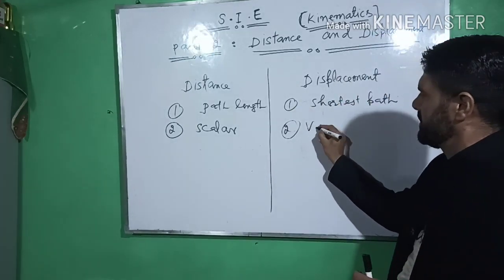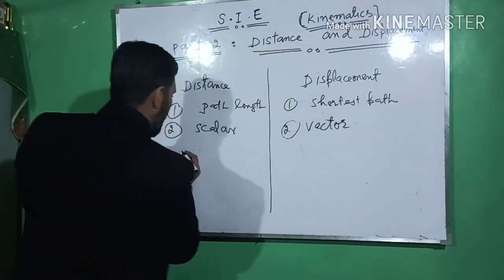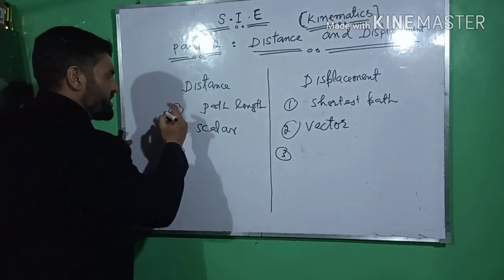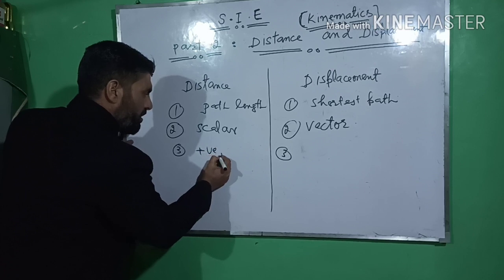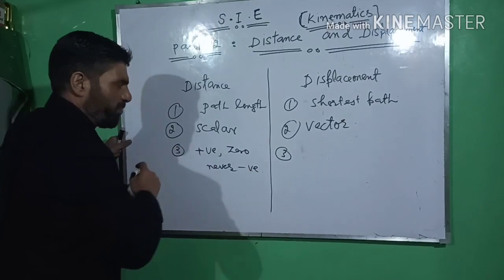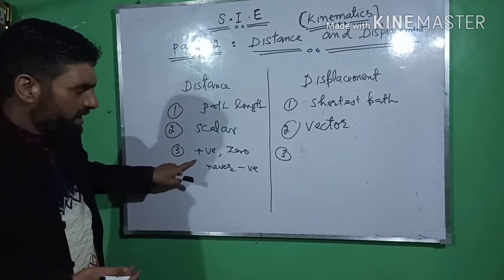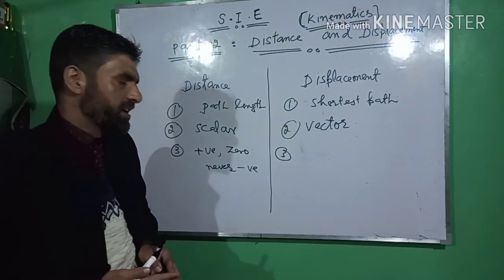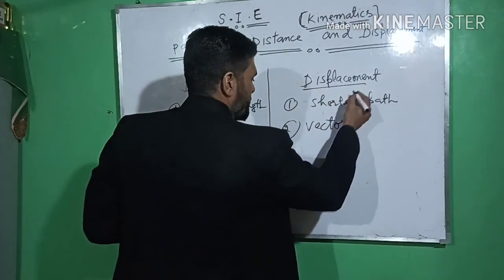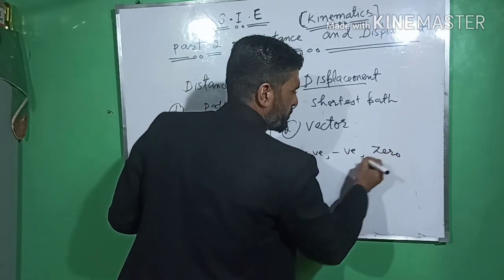I am writing this here, dear students. It is a vector quantity. Now the third point that I am going to write here is: distance may be positive or zero, but it is never negative. Please write down these things, they are very important. But displacement may be positive, it may be negative, or even it may be zero.